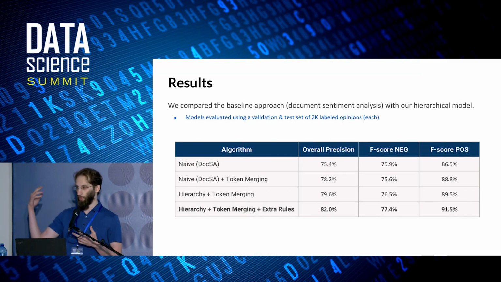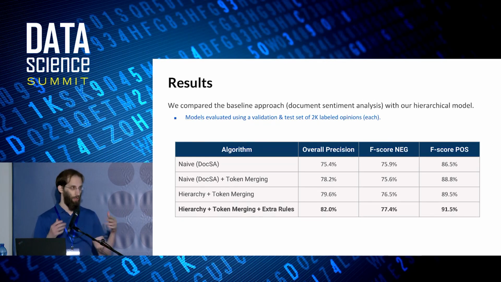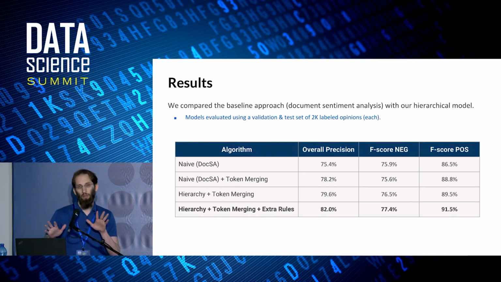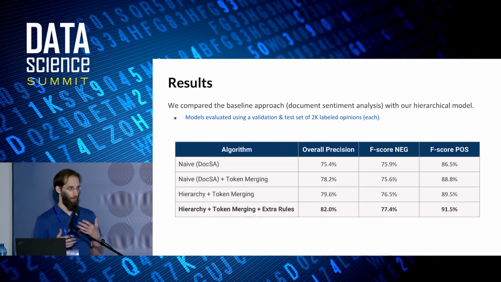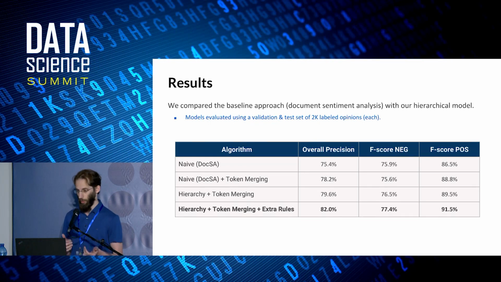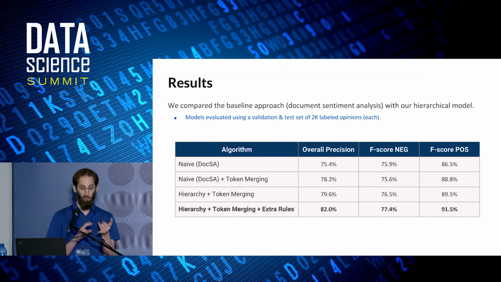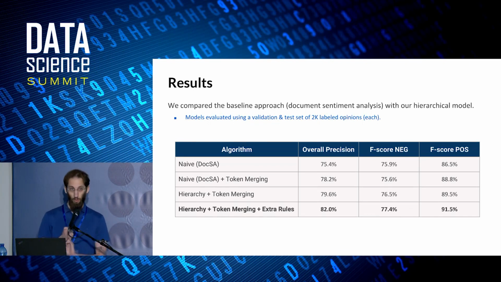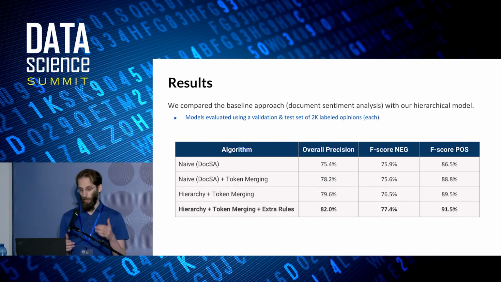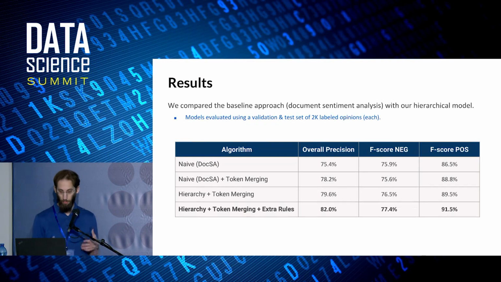For the additional rules, we didn't only take the opinion, we took the sentence and the star rating and tried to write additional rules that would somehow decrease the error that we got. So we measured ourselves according to the overall precision of positive, negative, neutral, the F1 scores of negative and the F1 scores of positive. And the results we got is that the hierarchy approach was a bit better than the other approaches.